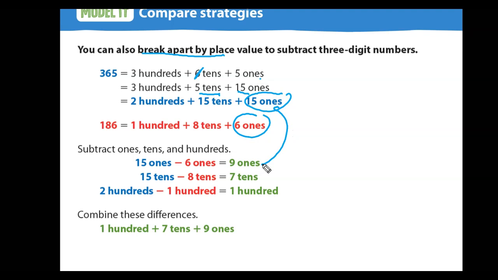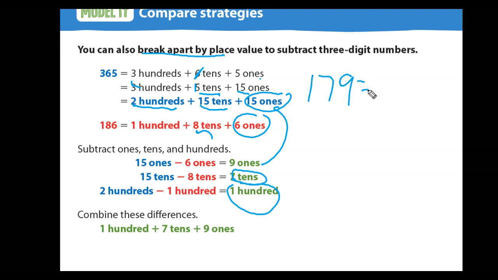Okay? So then now I have 5 tens minus 8 tens. Can I do that? No. So they borrowed from the 300s, they got 200. That 100 they moved over to the tens place, and instead of 5 they got 15. So now I have 15 minus 8, which is 7. And that's how they got 7 tens. Okay. And then also they went 200 minus 100, and they got 100. So my answer was 179.